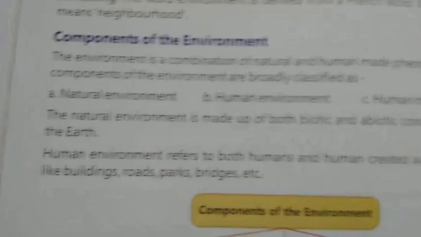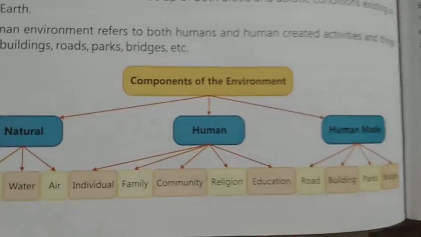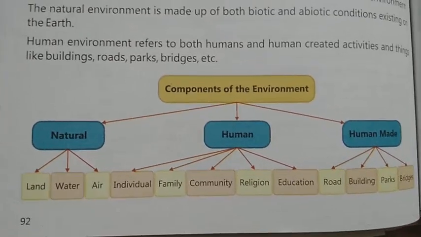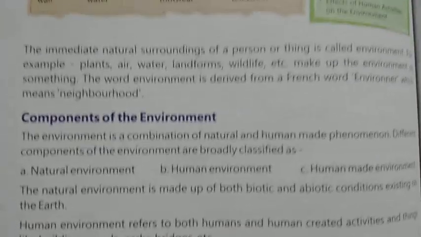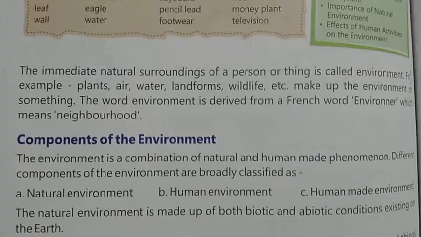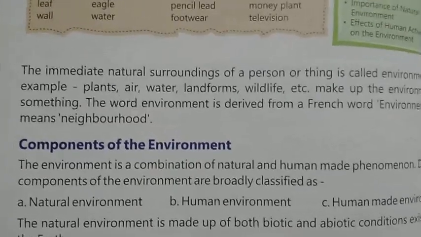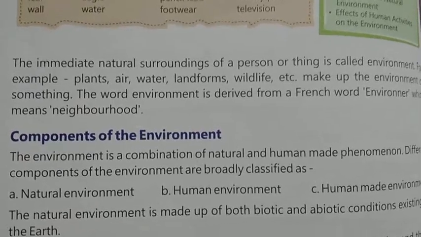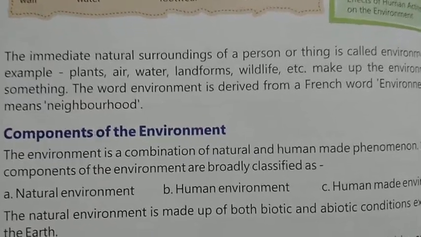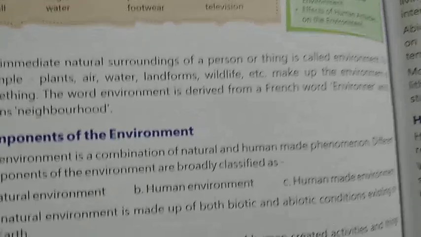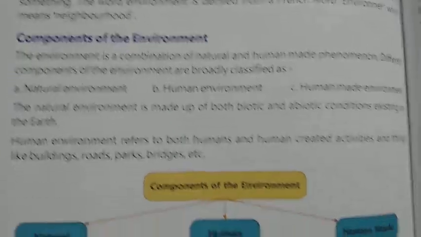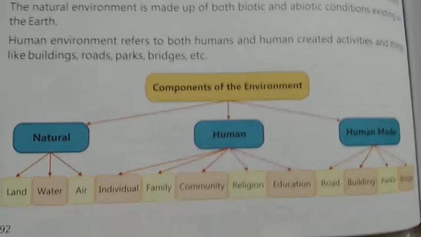Actually, the immediate natural surroundings of a person or thing is called environment. You learned already, for example, plants, air, water, landforms, wildlife make our environment. And the word environment is derived from a French word, environner, that means neighborhood.